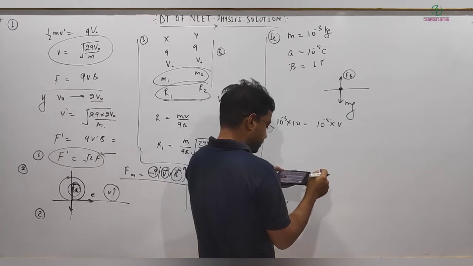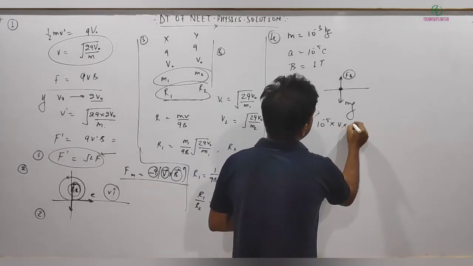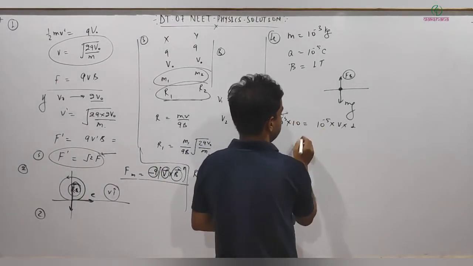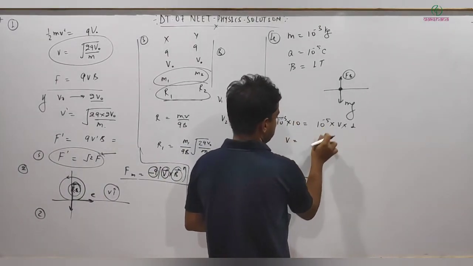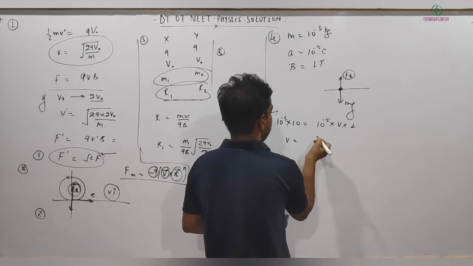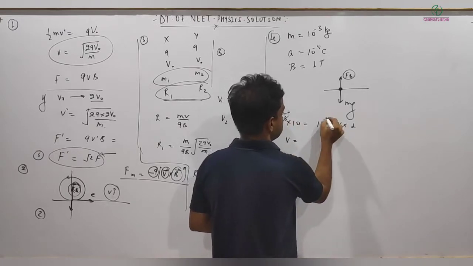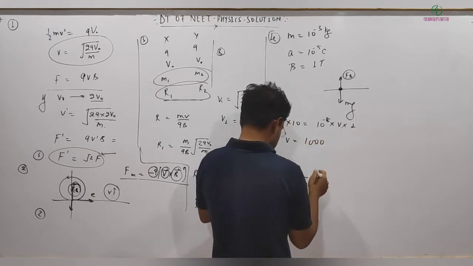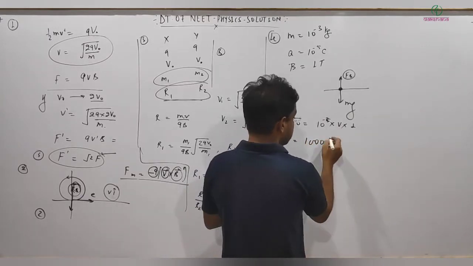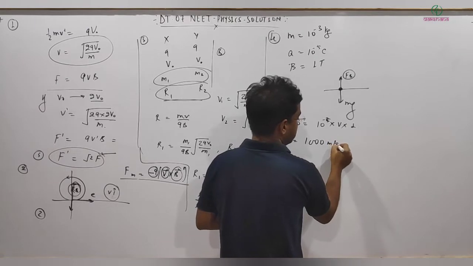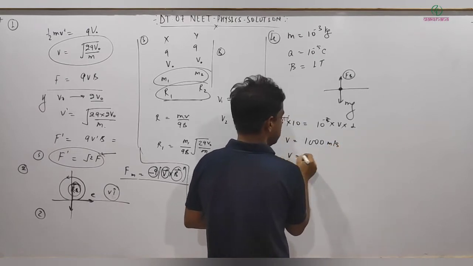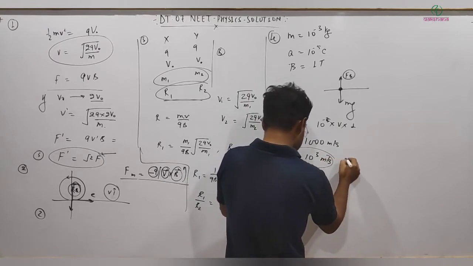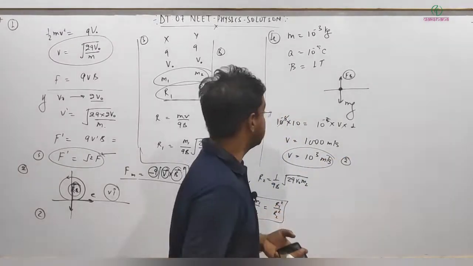into B, which is 1 Tesla, right? So just simplifying it, we are getting v coming out to be 10 to the power 3 meter per second, that is 1000 meter per second. That matches with option number 2. So that is question number 4.